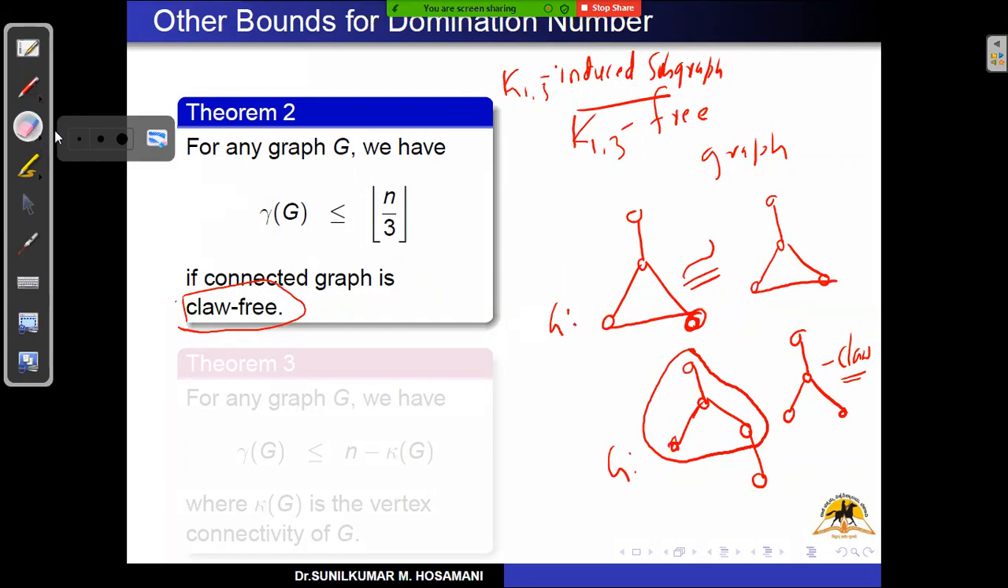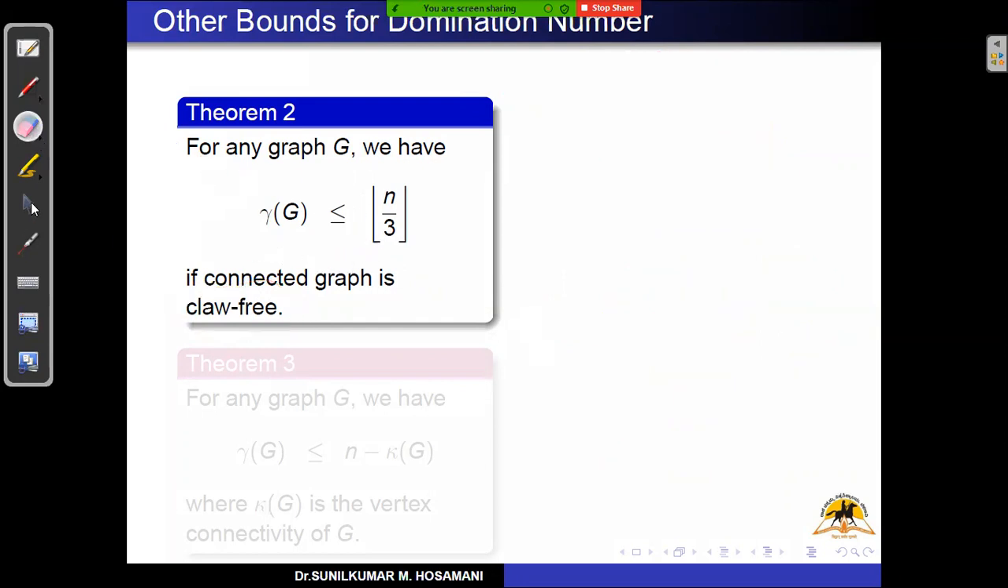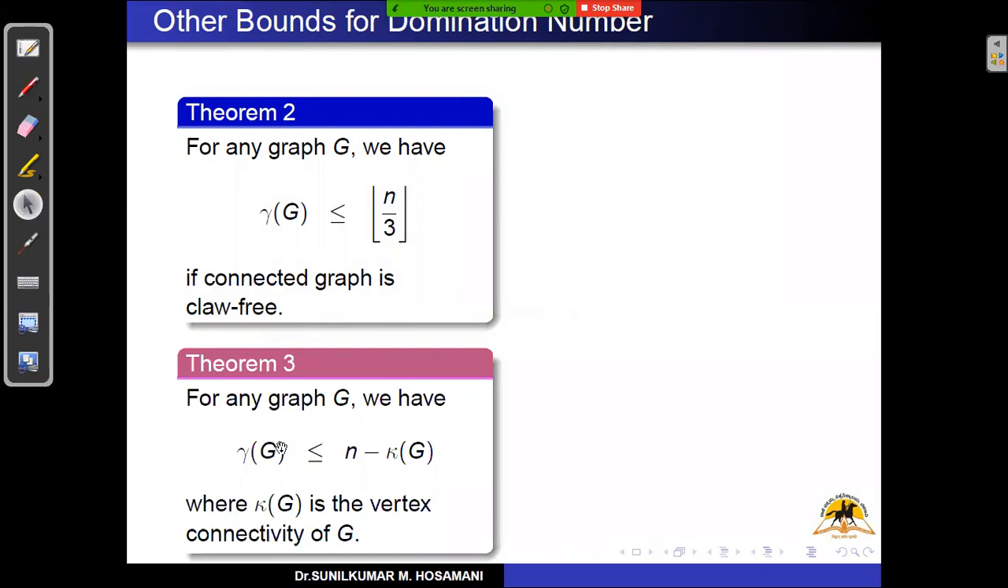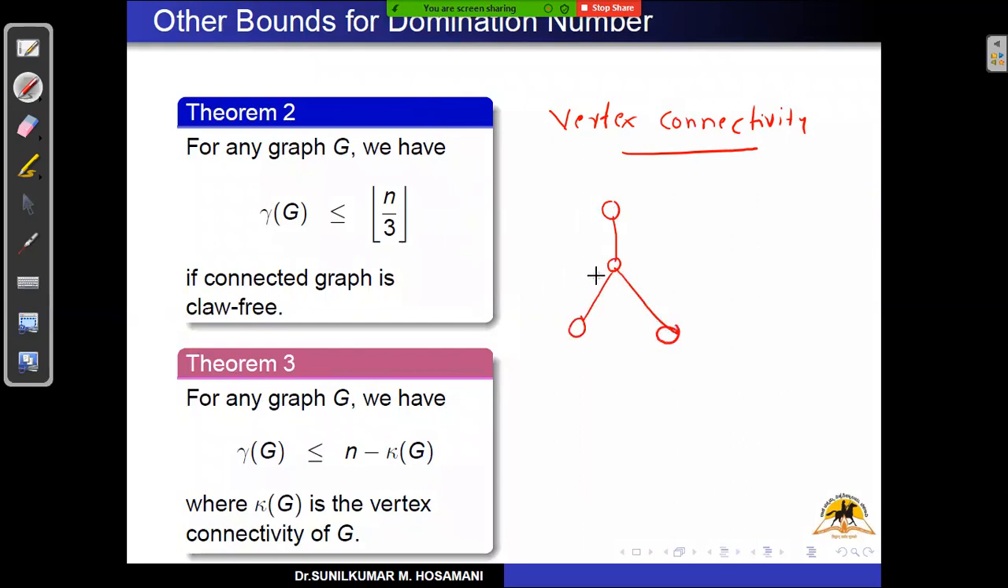So next bound is for any graph G, we have domination number is less than or equal to n minus vertex connectivity of a graph. Okay, so here n is number of vertices and here vertex connectivity. It's a new word, so we have not used it in my previous lectures. So first we have to discuss what is vertex connectivity. So vertex connectivity means removal of minimum number of vertices results in a disconnected graph.